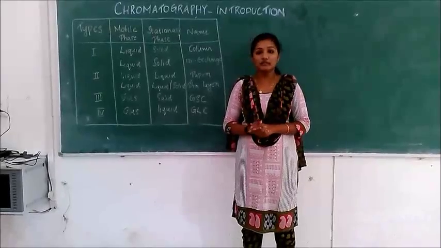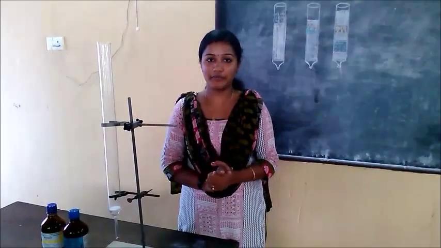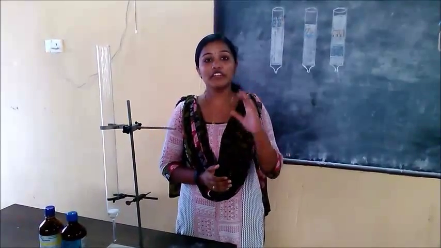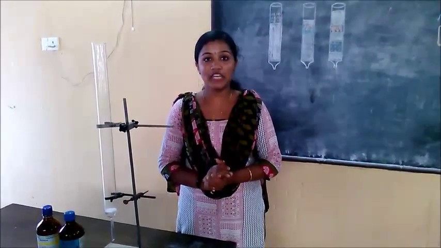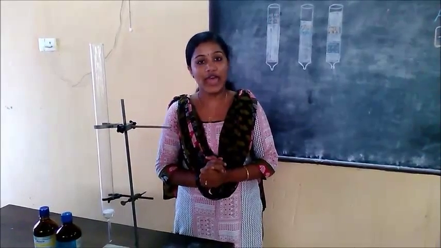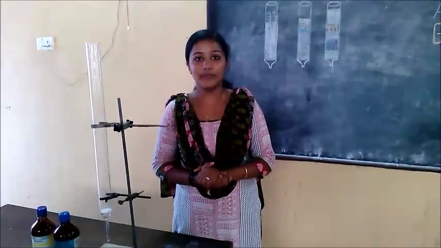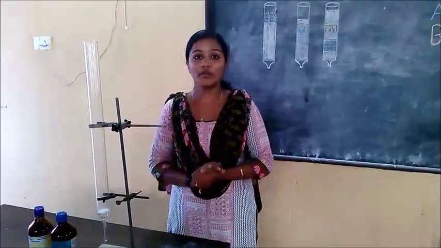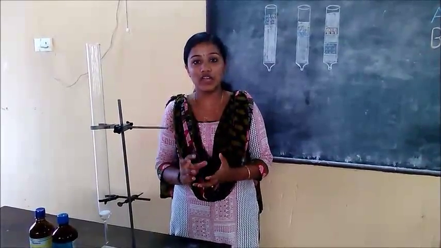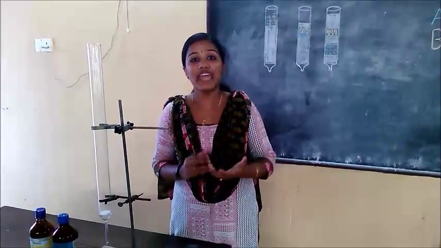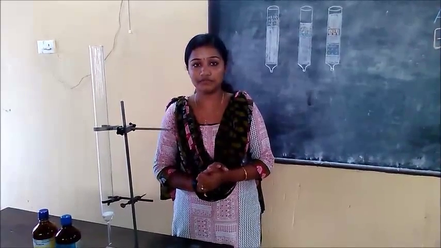And now we move on to the details of column chromatography. As we have said, a chromatographic technique involves a stationary phase and a mobile phase. In column chromatography, the stationary phase is a solid and the mobile phase is liquid. The components present in a mixture are separated by this technique on the principle that the components are adsorbed to varying extents to the adsorbent. That is the main principle behind column chromatography.